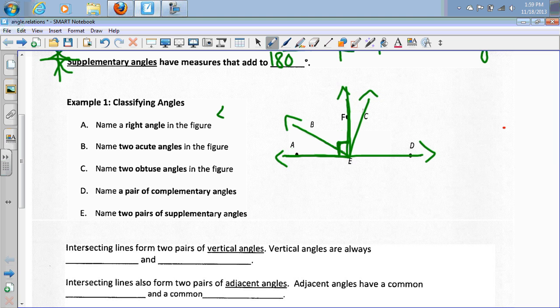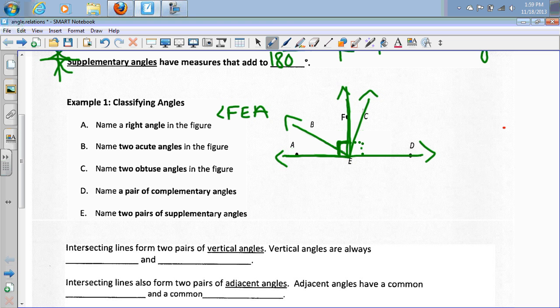So we use the angle sign. And we either start from the bottom and work our way to the top, or the top and work our way to the bottom. So FEA, angle FEA is a right angle. You could also have used the opposite of that one, because if this right here is a right angle, then my dotted one would also be. And that's FED, or DEF.